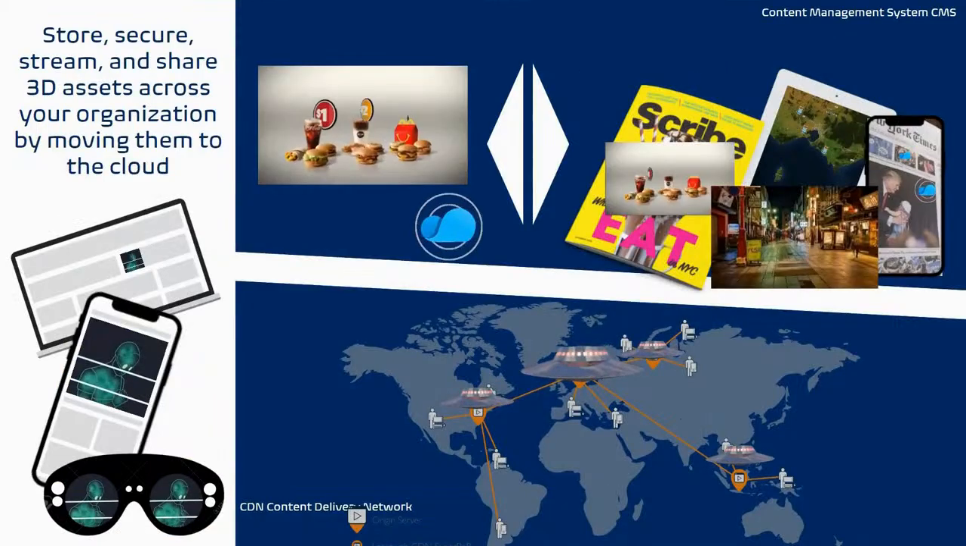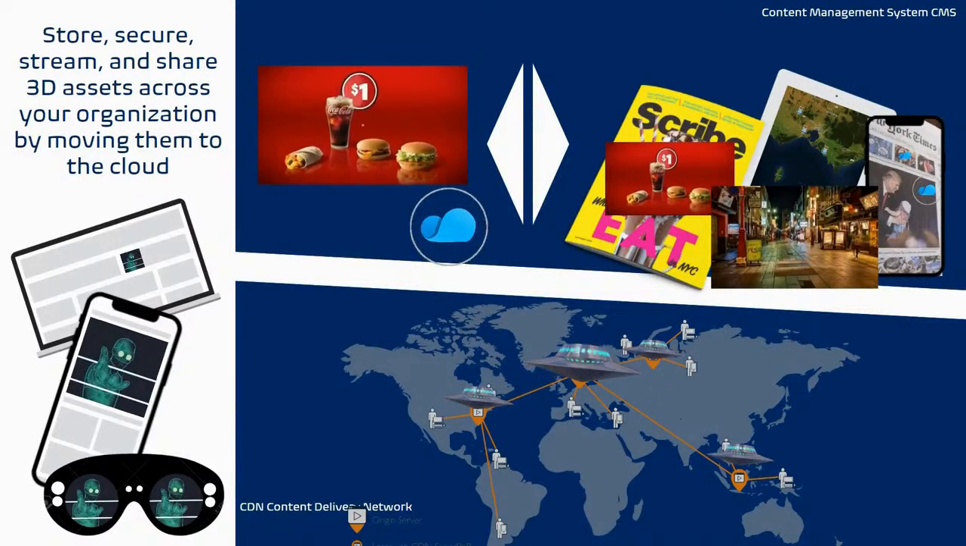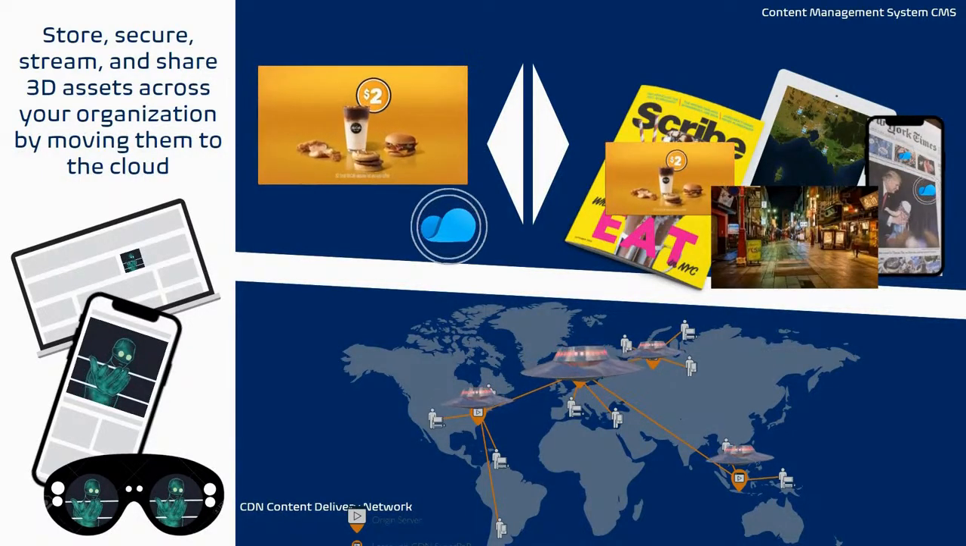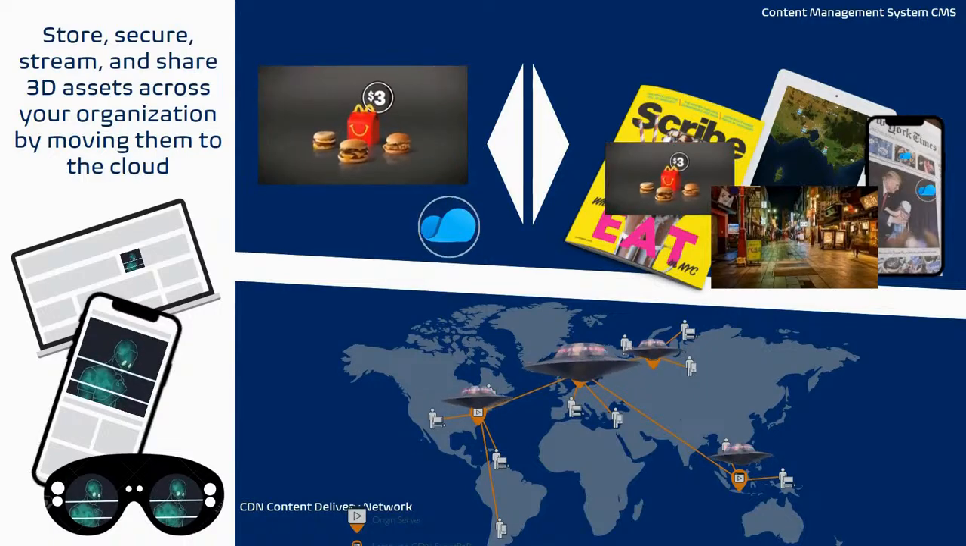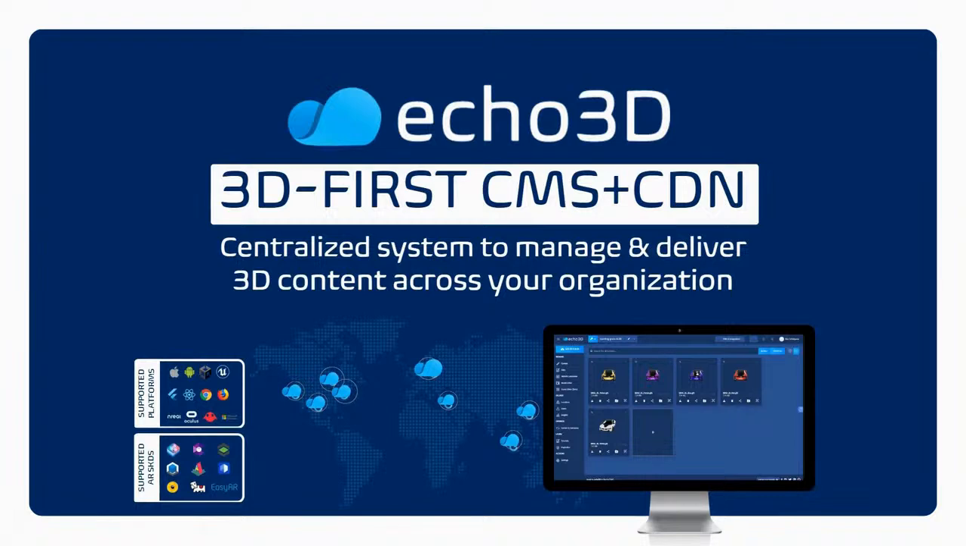echo3D is a 3D asset management platform for companies to store, secure, and share 3D content in real time across your organization. We help over 100,000 users take control over your 3D content by offering a 3D first content management system and delivery network, compression and conversion tools, collaboration functionality, access permission, versioning and reporting, and a library of more than 800,000 free 3D assets.